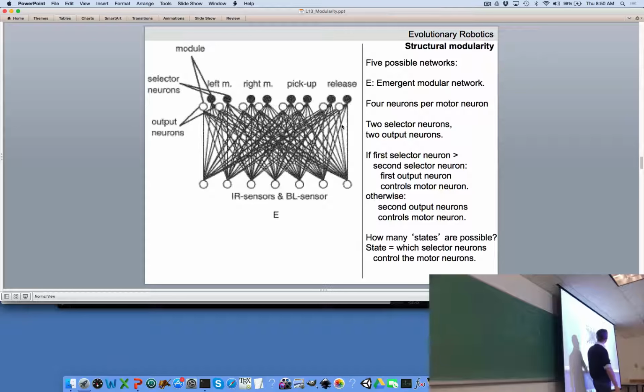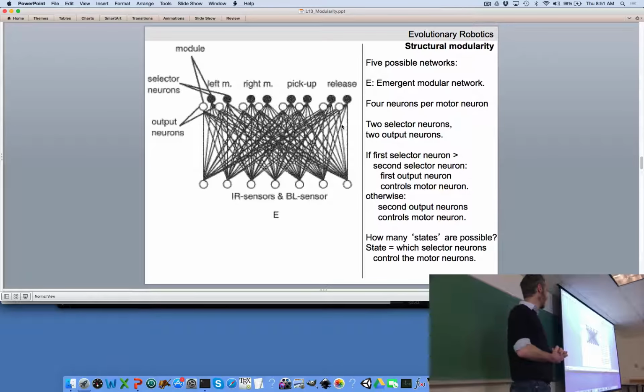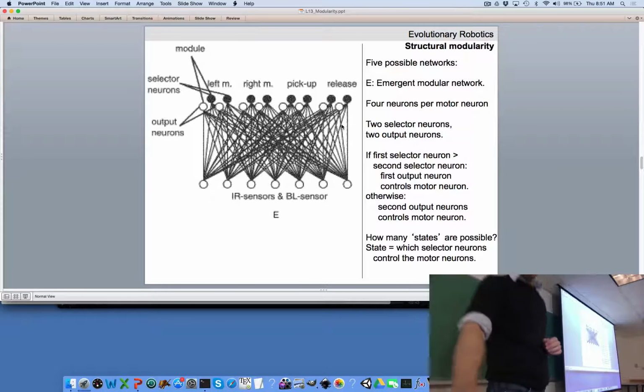Okay, so two possible states here, but also two possible modules can take control of the right motor, or two neurons can take control of this action, pick up, or two motor neurons can control and trigger release, right? So there's four kinds of actions that the robot can perform. Two modules for each one, so we have 2 to the 4, or 16, possible states for neural network E. Make sense? Okay.